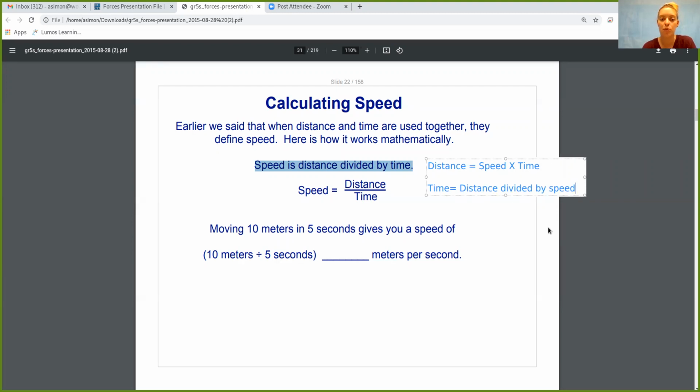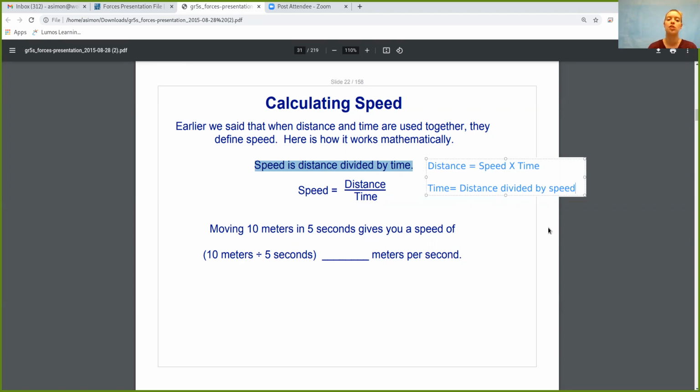So we have three formulas here that we can work with, guys. We have speed is distance divided by time, distance equals speed times time, and time equals distance divided by speed. And it all depends what we're given in the equation to see which one we need to calculate. The one that's the most important here is going to be speed, distance divided by time.